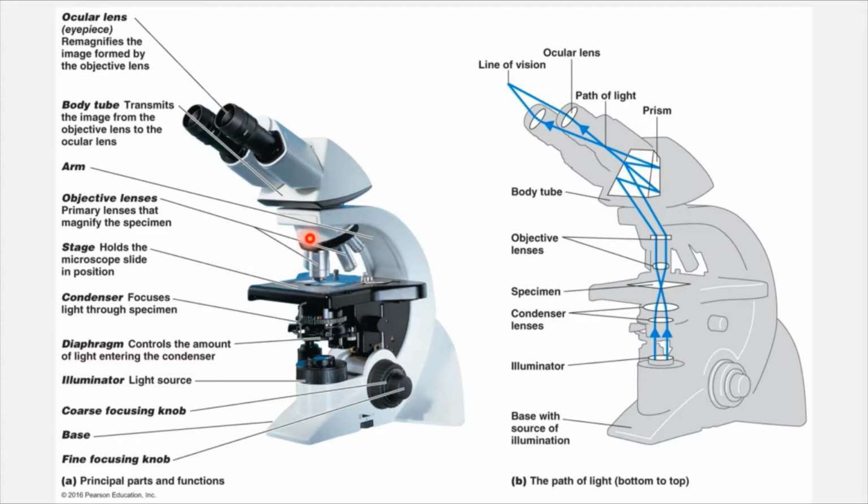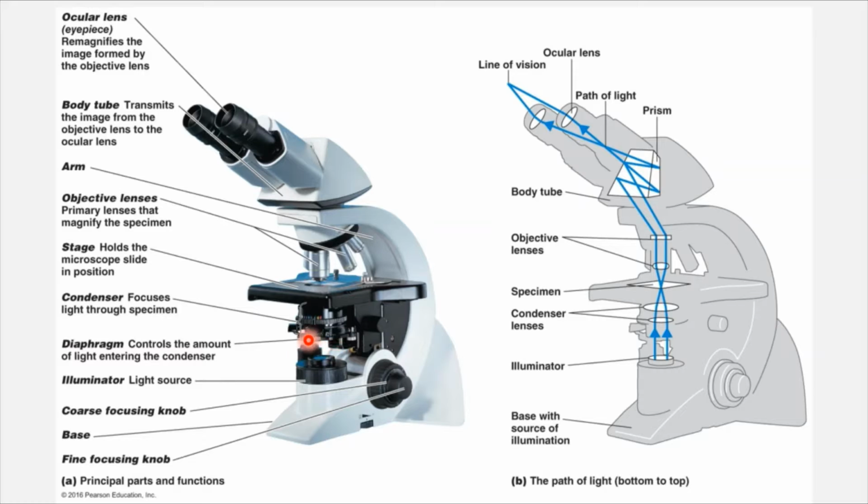The objective lenses are mounted to this piece right here, which is called the arm of the microscope. And the body tube is where the ocular lenses are mounted. The body tube is what transmits the light up from the light source through the objective lens, through the body tube, and then through the ocular lens where it finally reaches your eye and you get a magnified image of whatever is sitting here on your microscope stage, which is the black platform where you place the microscope slide.